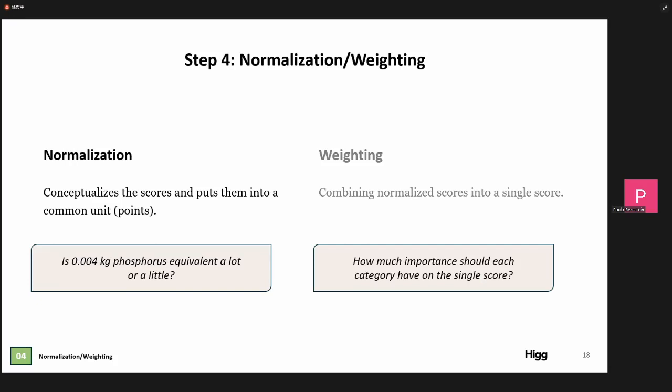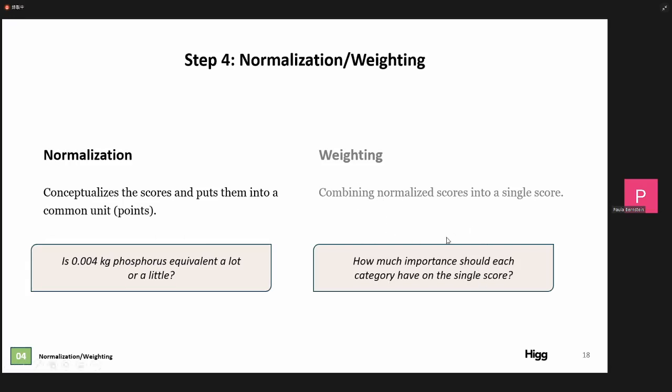The next step here is normalization and weighting. I will say that many LCAs stop before this and only include the life cycle inventory assessment results from the previous slide. But basically, normalization is really useful because it helps us conceptualize the score and put them into a common unit. So in our case, we're using points. It helps us answer the question, is 0.004 kilograms of phosphorus equivalent a lot, or is it a little? And I'll get into a little bit more on this in the next slide too, on the methodology here.